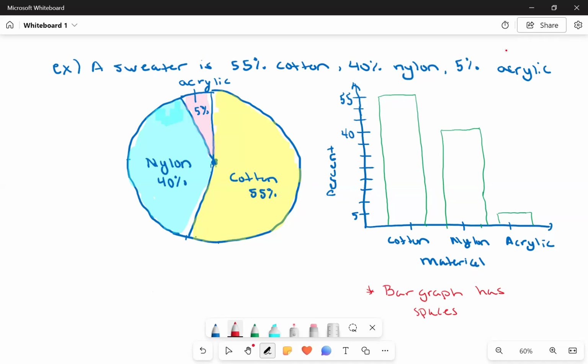We've got the comparisons. One's a little bit easier to draw than the other. I think the bar graph is definitely easier to draw than the pie chart, but the pie chart has some use, and there you go.